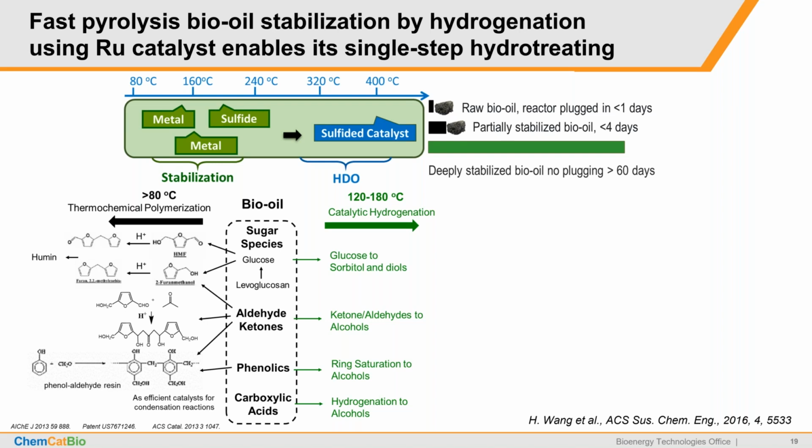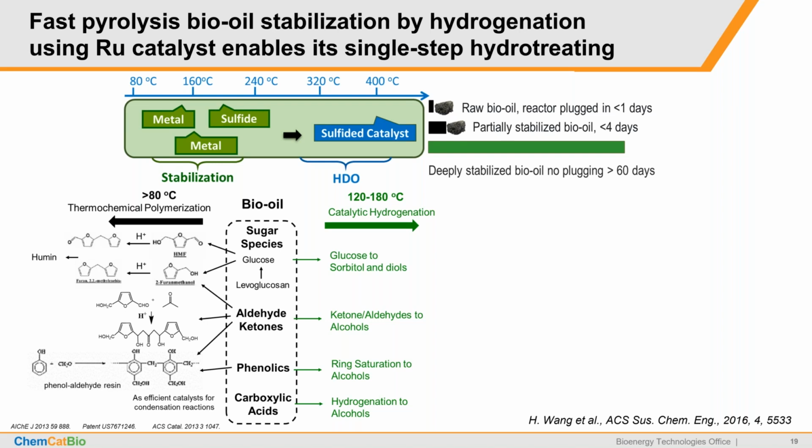In bio-oil, you will have a lot of sugar-derived species, which are levoglucosan, and a lot of aldehydes and ketones. At the same time, we have phenolics, or phenolic oligomers from the lignin. And of course, we have a lot of carboxylic acids. Those species can undergo a lot of condensation reactions to form humins or highly molecular species or resins. Those reactions will occur at temperatures as low as 80 degrees C.